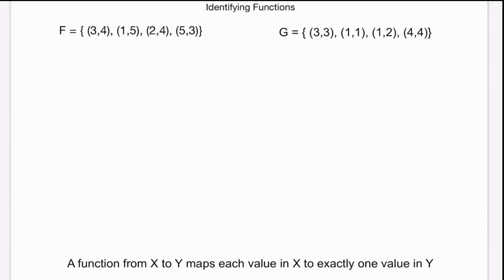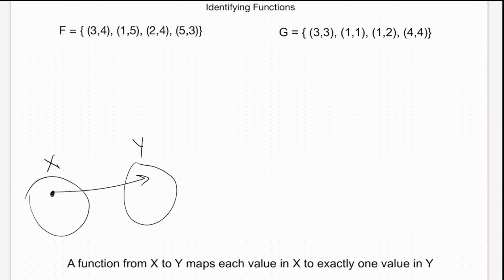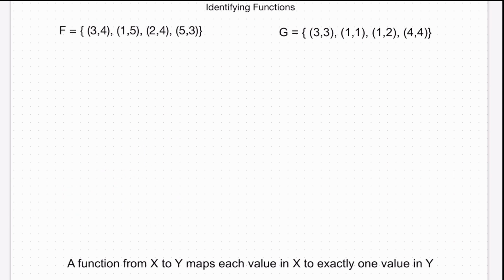It means that if you have a set x of numbers and a set y of numbers, any value in x will have exactly one value in y. It can be the same value in y, but x can never have two values for the same x. So you can never have two values of y for x. So let's go through these examples and figure out which ones are functions and which ones are not.